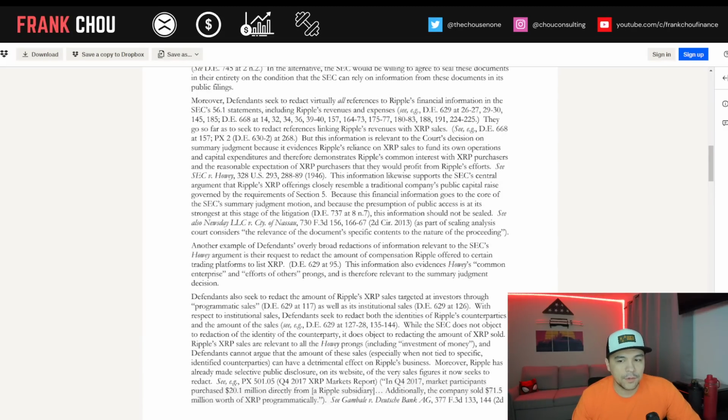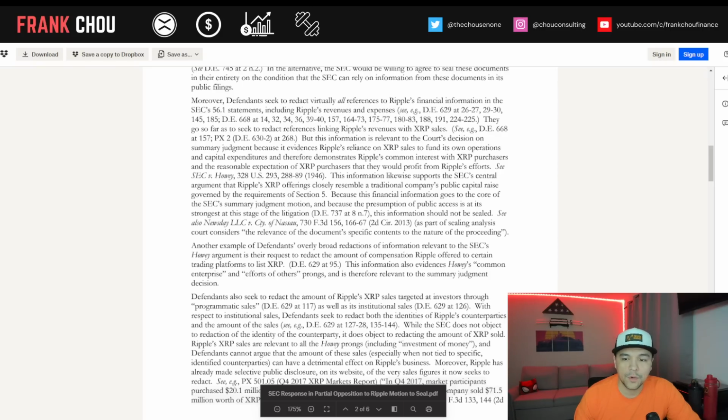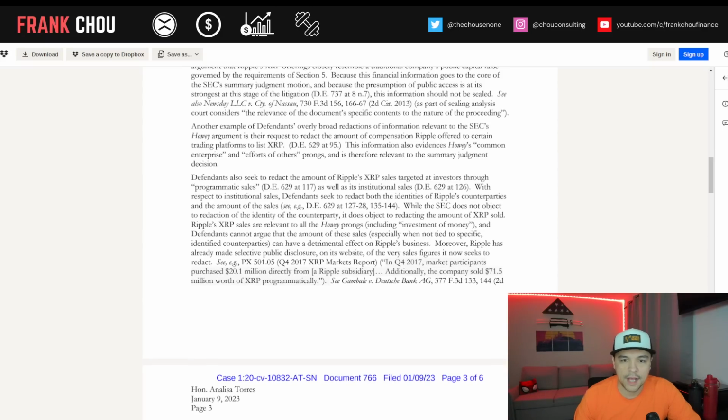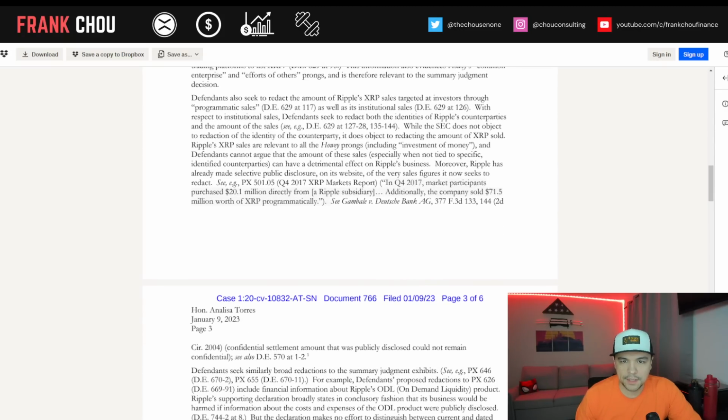Another example of overly broad redactions of information relevant to the Howey argument, they say, is the request to redact information or the amount of compensation Ripple offered to certain trading platforms to list XRP. This information also evidences Howey's common enterprise and the, quote, efforts of others prongs, and is therefore relevant to the summary judgment decision. Defendants also seek to redact the amount of XRP sales targeted at investors through programmatic sales as well as institutional sales. With respect to institutional sales, defendants seek to redact both the identities of counterparties and the amount. While the SEC does not object to the identity of the counterparty, it does object to redacting the amount.